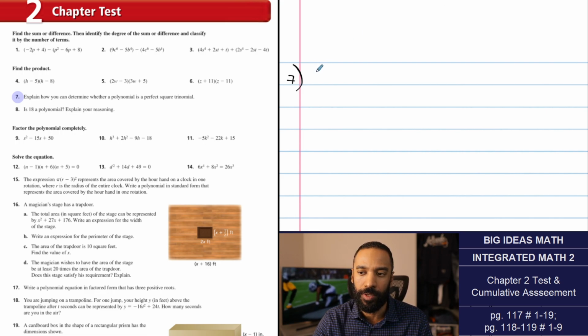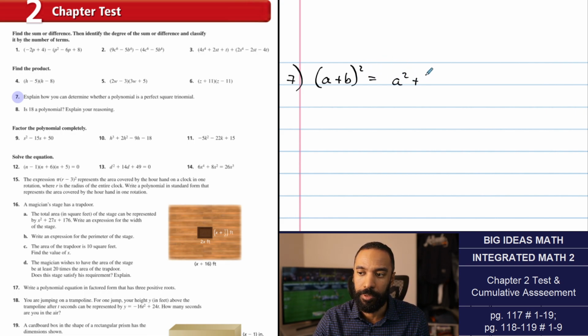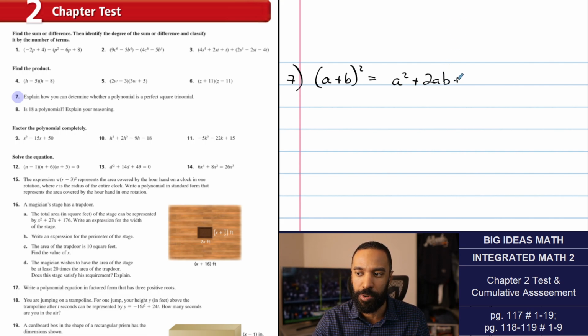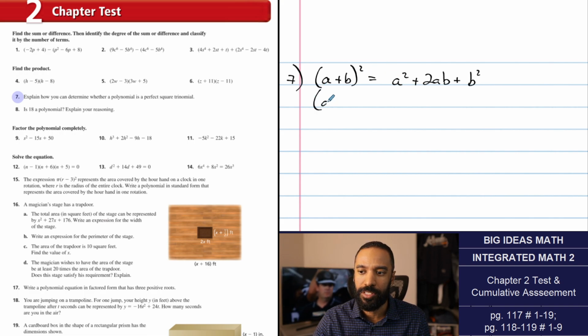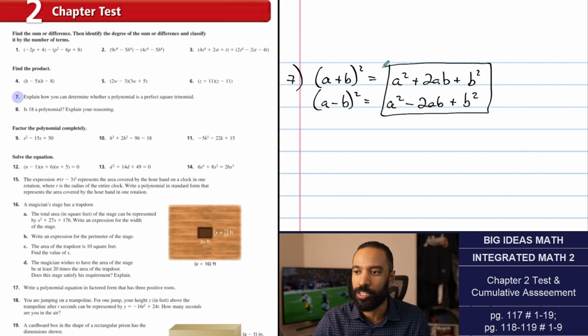Let me kind of write out what this scenario is. When you do a plus b quantity squared, it'll become a squared plus 2ab plus b squared. This is known. I'm going to call this a 2.7 problem because I don't believe they even say the phrase perfect square trinomial until you hit 2.7. But that happens, and a minus b quantity squared equals a squared minus 2ab plus b squared. So these are examples of perfect square trinomials.